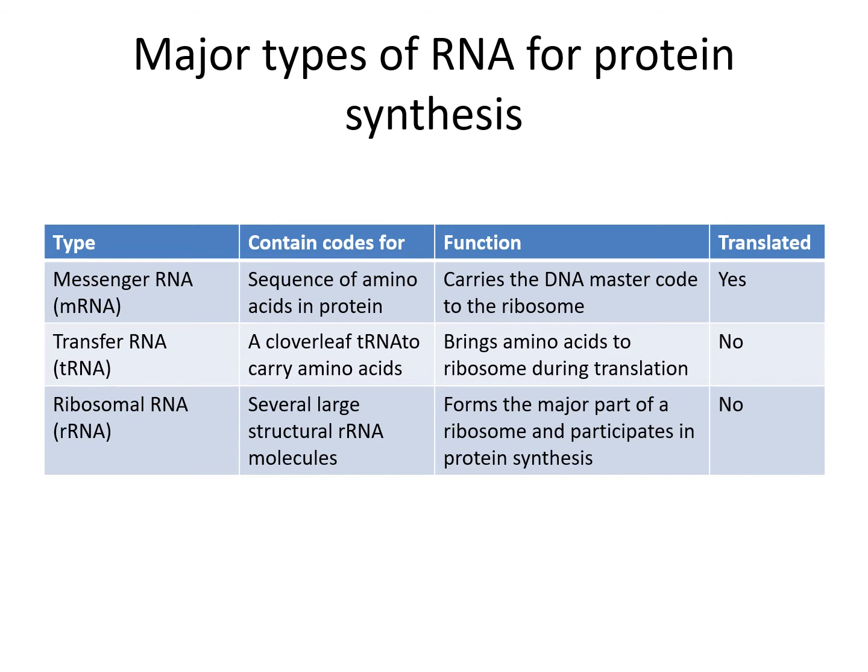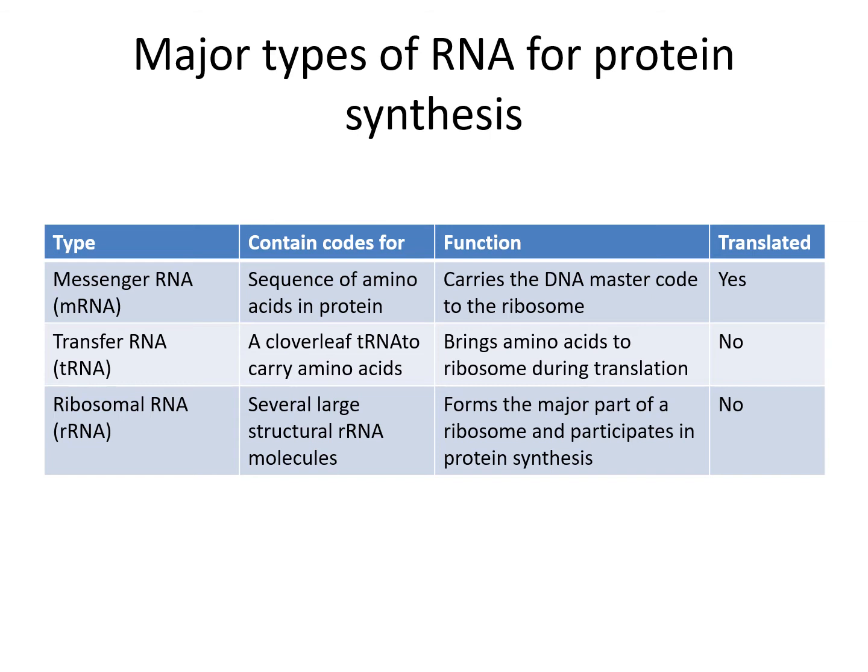Okay, so the mRNA is the link between a gene and a protein. This mRNA contains codes for the sequence of amino acids in protein. The function of mRNA is to carry the DNA master code to the ribosome. So these mRNA sequences will be translated in the translation process.